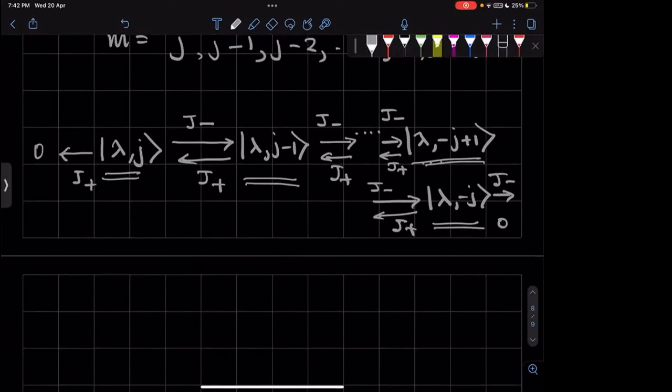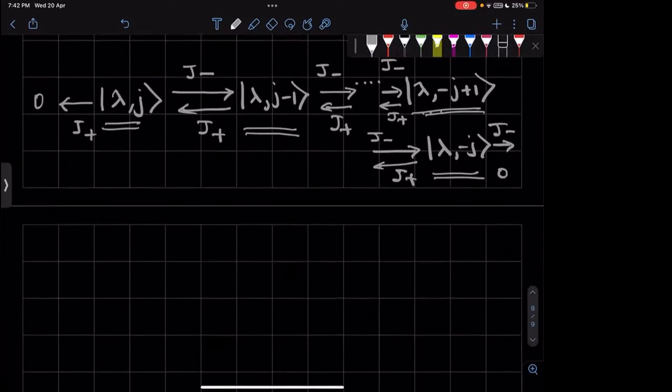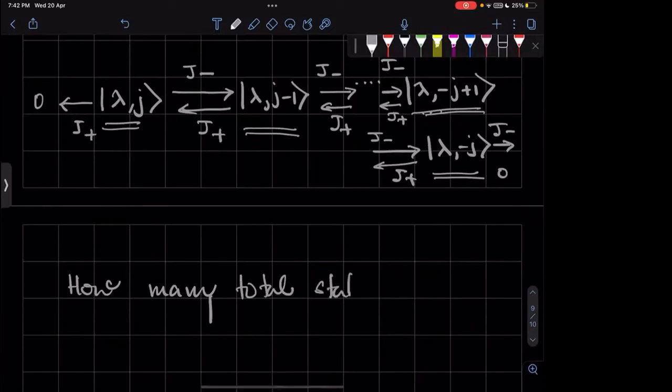Now, how many total states are there? 2J. Say again. I think it's 2J. It's actually not 2J, because you're including both J and minus J, okay? So you're counting both of the endpoints.